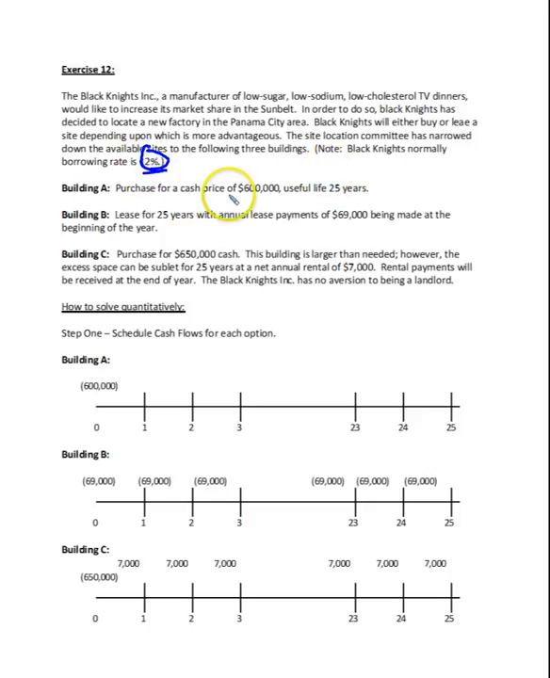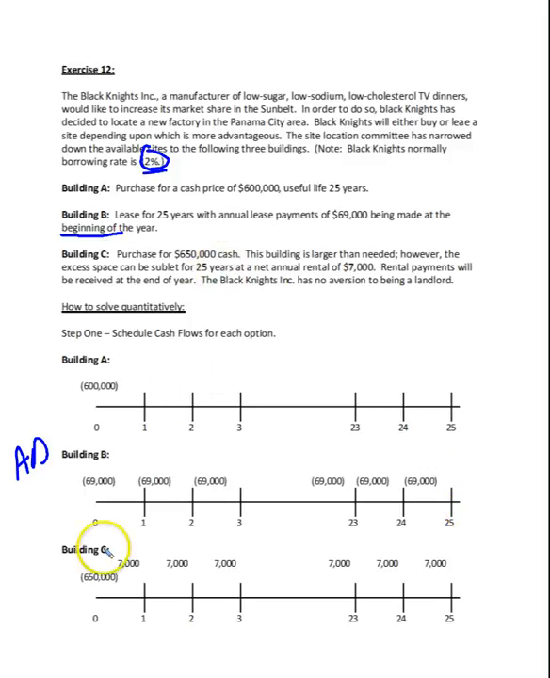Okay, so the first option is they could just spend cash of $600,000 today, and again, they would be able to use this building for 25 years. Option B is that they would lease it. So they would make $69,000 payments. Again, this would be at the beginning of the year, so that makes that an annuity due. And again, they would do that for 25 years, $69,000 for 25 years.